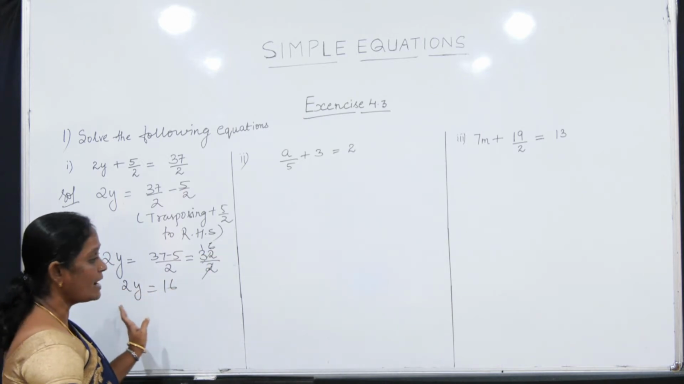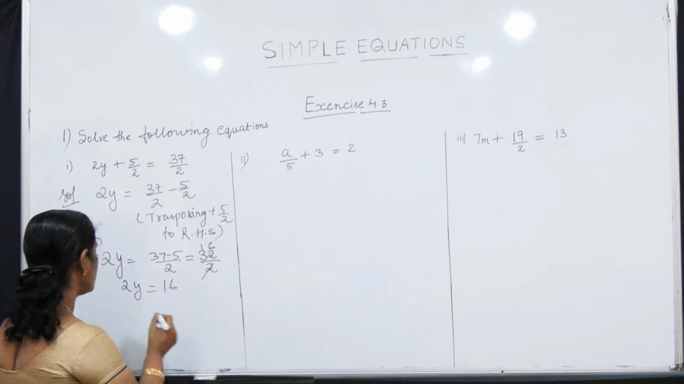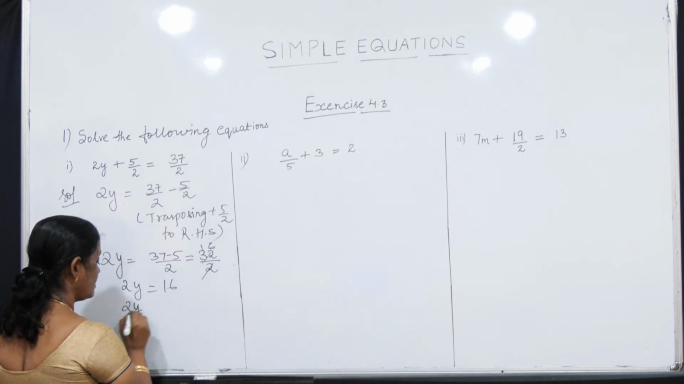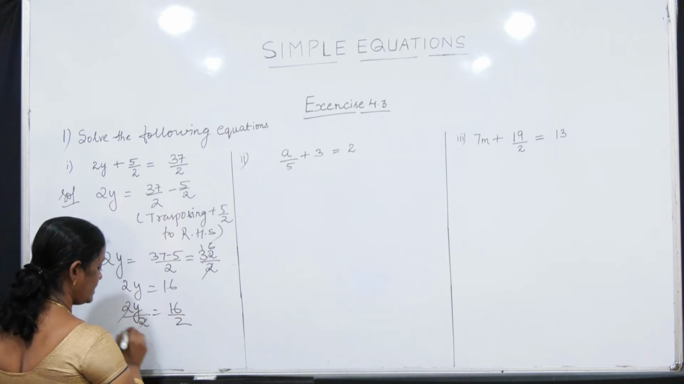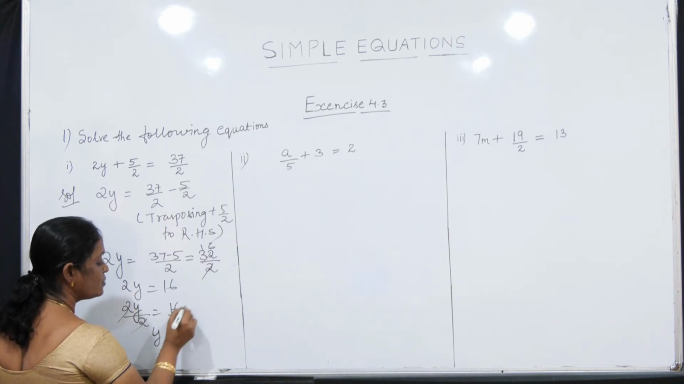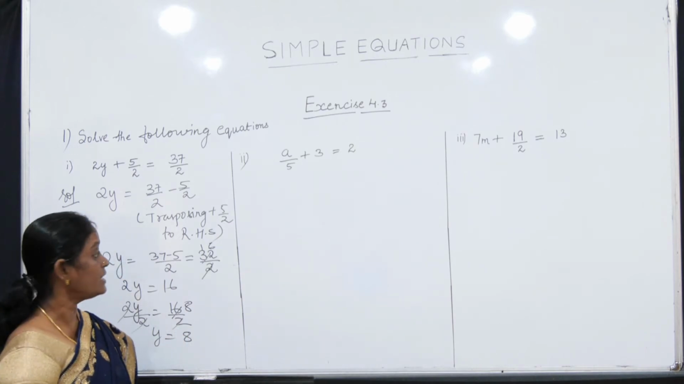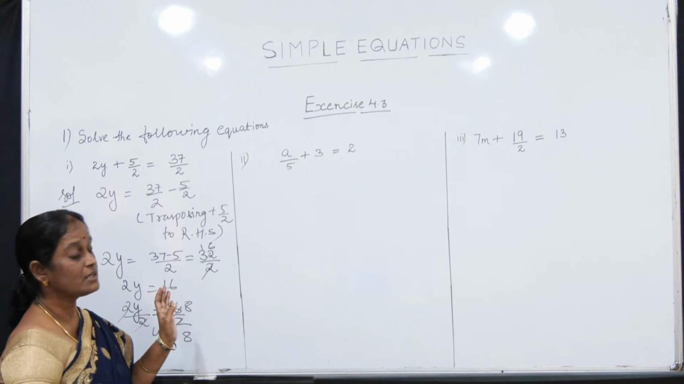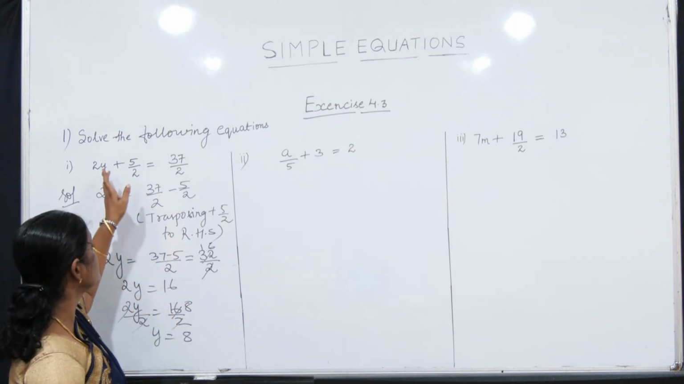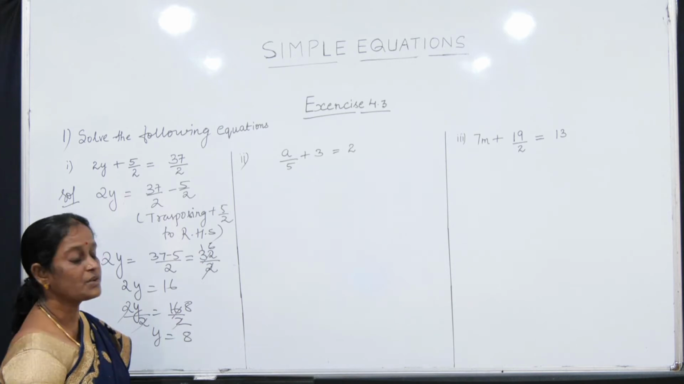Now dividing both sides of the equation by 2, we get 2y by 2 is equal to 16 by 2. Here 2 and 2 will cancel, y is equal to 2 8s are 16. So the solution to the equation is y is equal to 8. You can also check the solution by putting y is equal to 8 in the original equation.